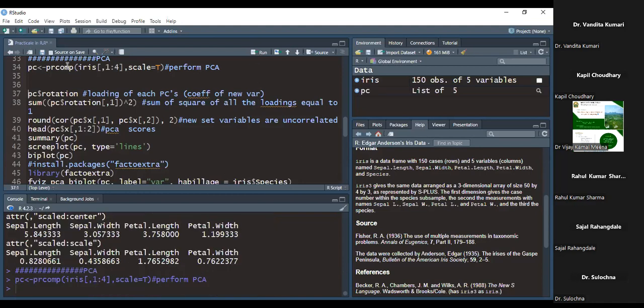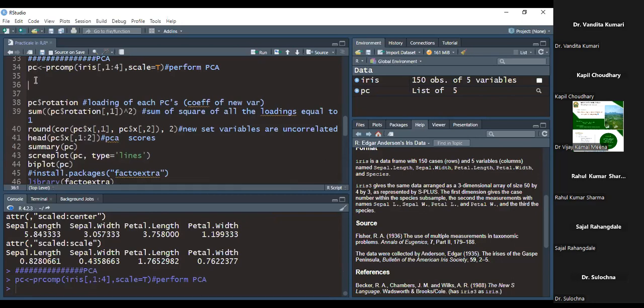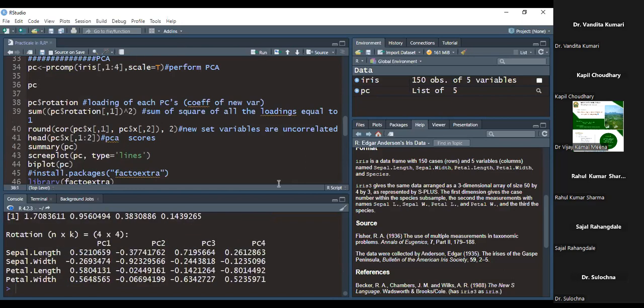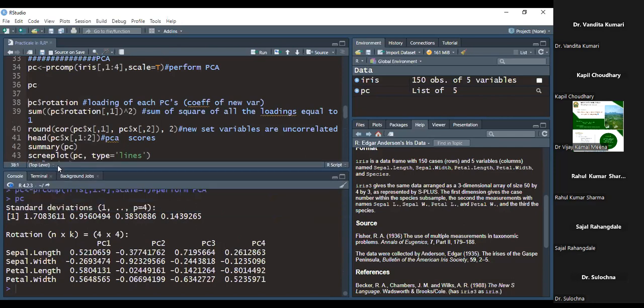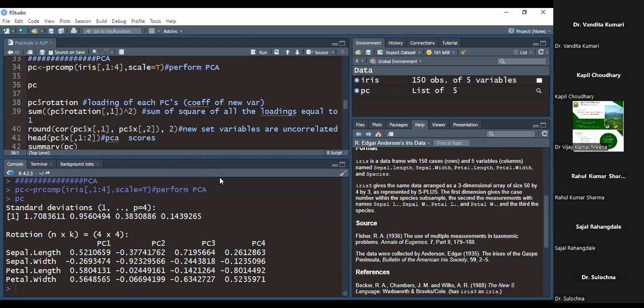So this has run, and the result has been stored in the variable named PC. Let's run PC. What's there? This is the PC, and this gives us the principal component. It is giving us the standard deviation of the 4 variables, and rotation.